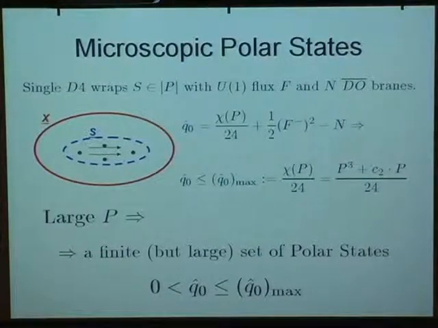So the microscopic description of the polar states is this. We have a D4 brane which wraps a surface S, and it has some U(1) flux F on it and N anti-D0 branes. And then the D0 brane charge is given by a curvature term, the Euler character of the surface, plus half the anti-self-dual part of F squared minus N. This term and this term are non-positive, generally negative, so Q naught hat is less than or equal to the maximal value, which is this Euler character over 24. We should be thinking of p as large, and in that case we have a large set of polar states. The polar states are the positive Q naught hat states.